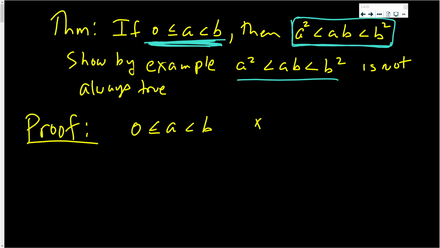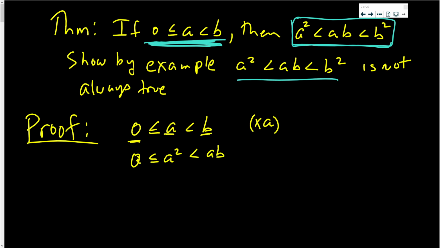Alright, we are given that A is positive and it's less than B. So I'm going to multiply everything by A, which is a positive number, or 0, so the inequality won't change. When I multiply 0 by A, we get 0, of course. If I multiply this by A, I get A squared. And if I multiply this by A, we get AB.